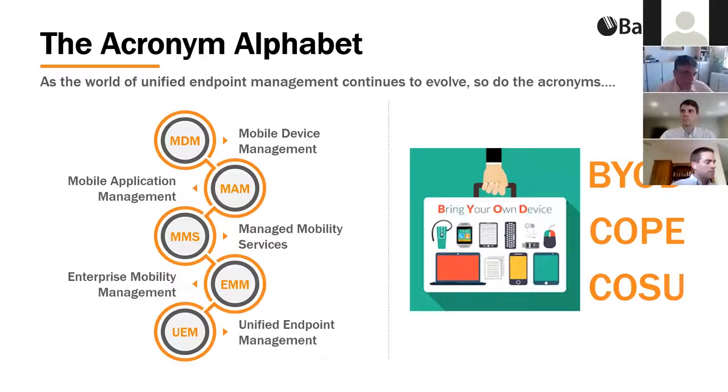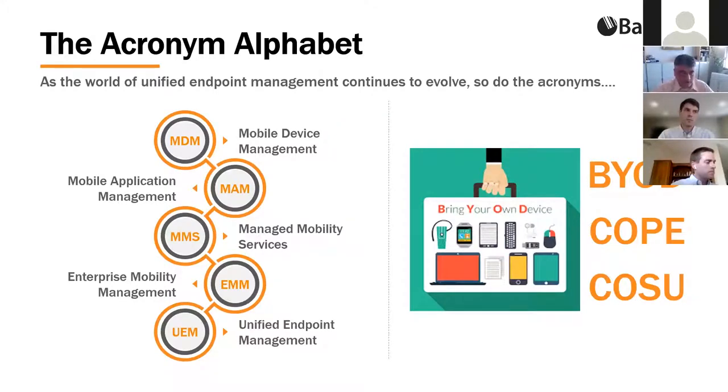Another one I want to mention that's been used in the past is MAM, mobile application management. This is the application-centric approach to management. It's the control of the applications and the settings of that application on the device, and not so much the device side. Both of these technologies have also evolved into managed mobility services, MMS. This is really around providers that support the various solutions and services around mobile devices. We'll get into some more information around that in the coming slides.